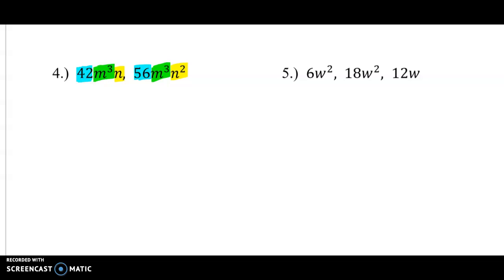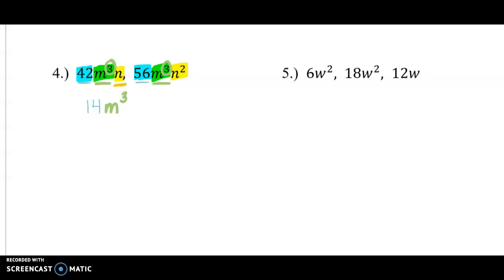Okay, so hopefully you figured out that the largest number that goes into 42 and 56 is 14. If you didn't get 14, you got a smaller number, you would want to go back and check to make sure that that really was the largest number that goes into both of those. Now let's look at m to the third and m to the third. Both of them have 3 m's, right? That's what that exponent means, which means I can take an m to the third out.